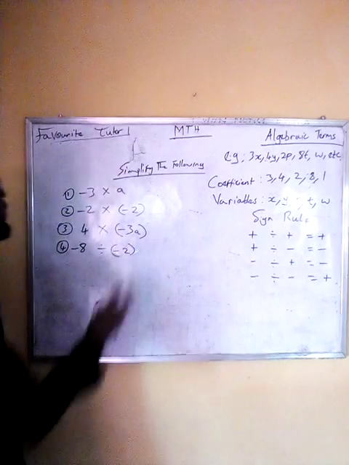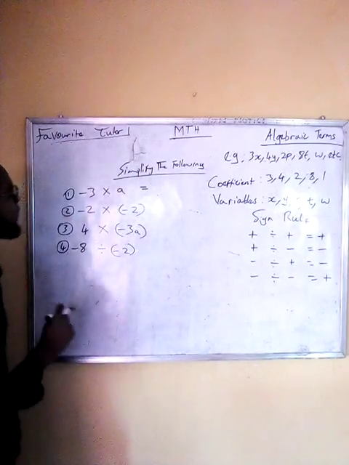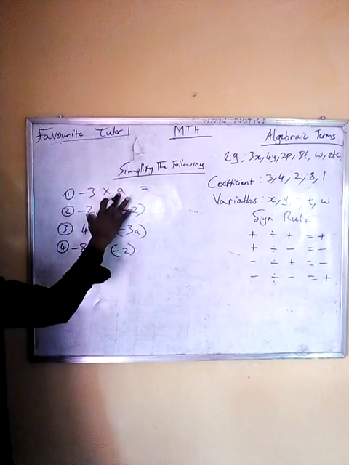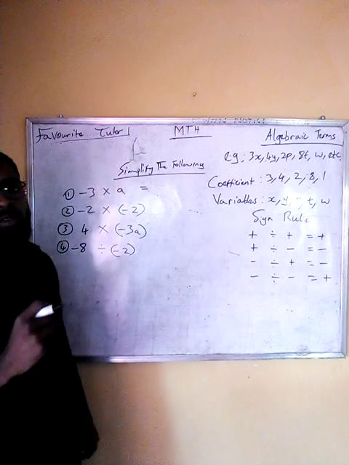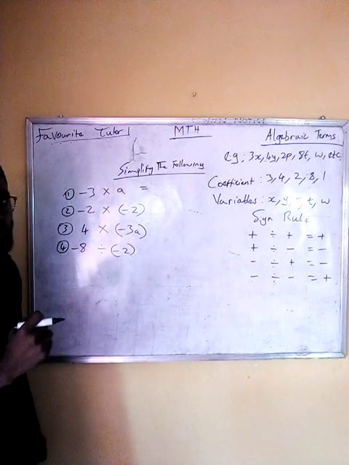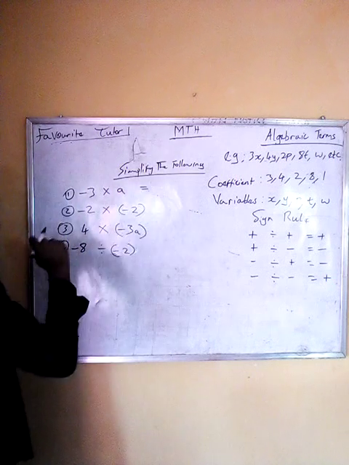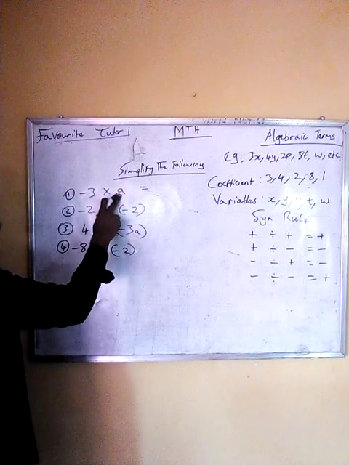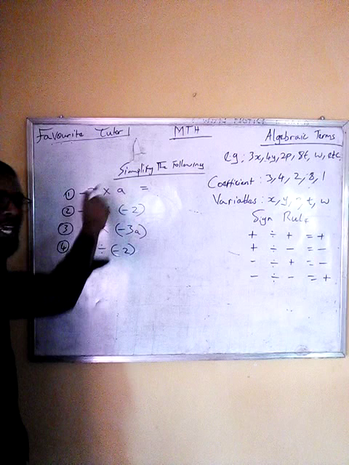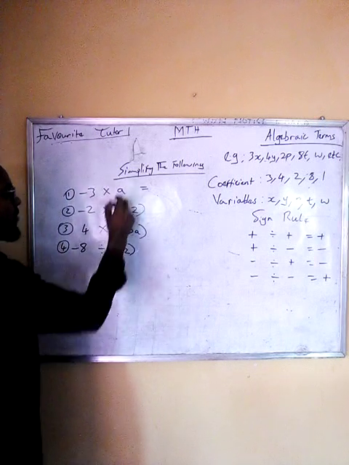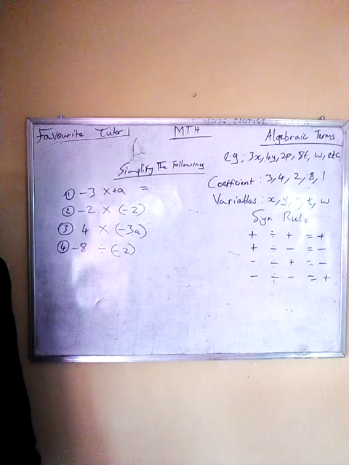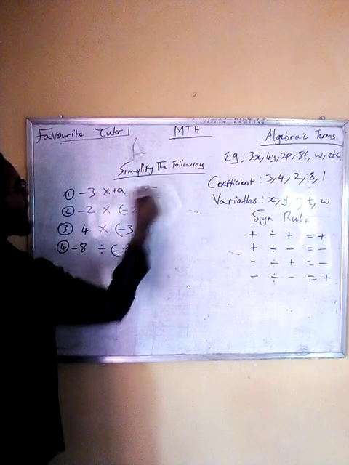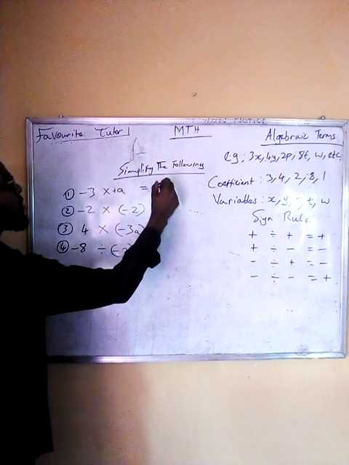All right, we are going to simplify this. For a number or a variable standing alone, it implies that the number or variable is positive. For example, here we have minus 3 times a. Since there is no sign attached to a, it implies that a is positive. So minus times plus is minus. 3 times a is 3a.